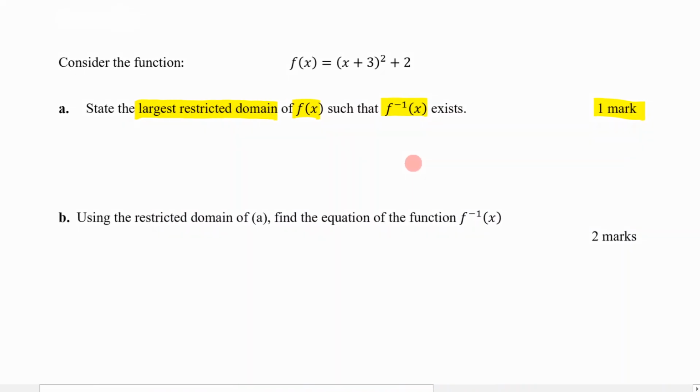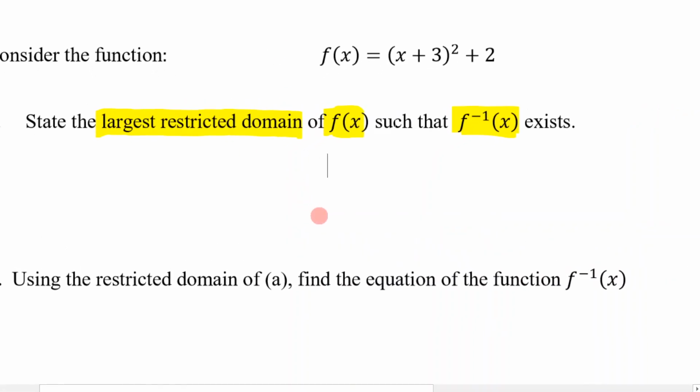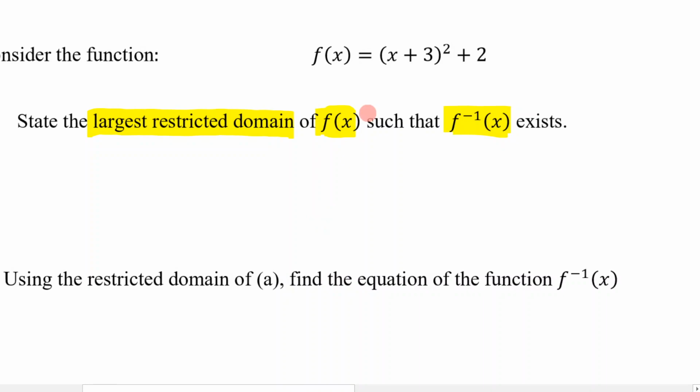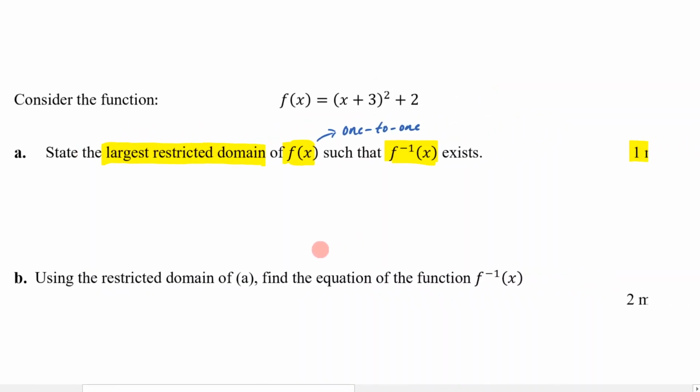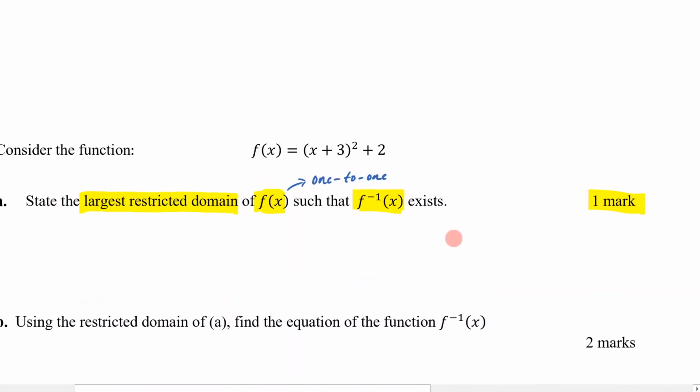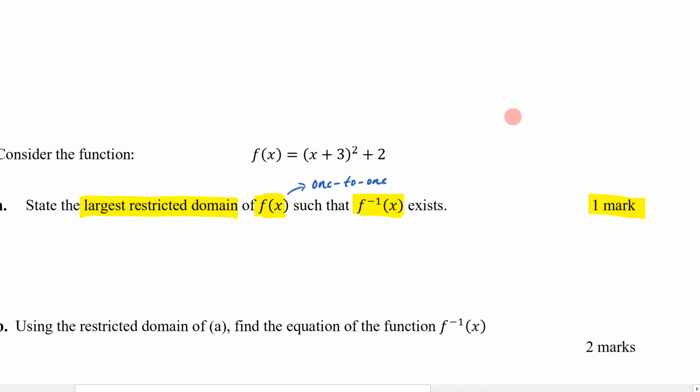What we need to realize is that in order for my inverse function to exist, my original function needs to be 1-to-1. So that's the implicit question being asked here. What it's really saying is restrict my function so that it's 1-to-1. Because we know if our original function is 1-to-1, then my inverse will exist.